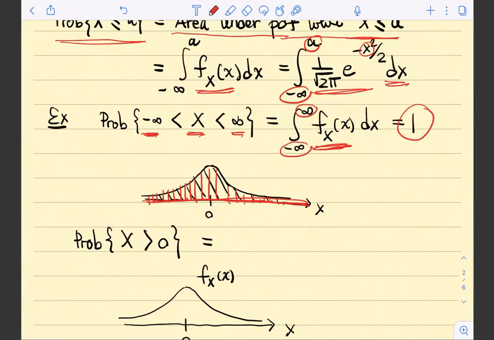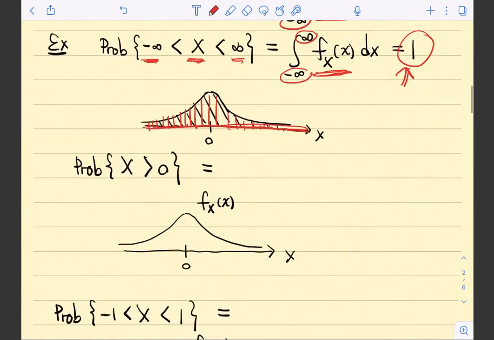That means it's always the case. This is always true. X will output something that is between minus infinity and infinity. There's no question about this. You don't need to actually do any calculations. You can answer that it's going to be certain. That means the probability is equal to 1.